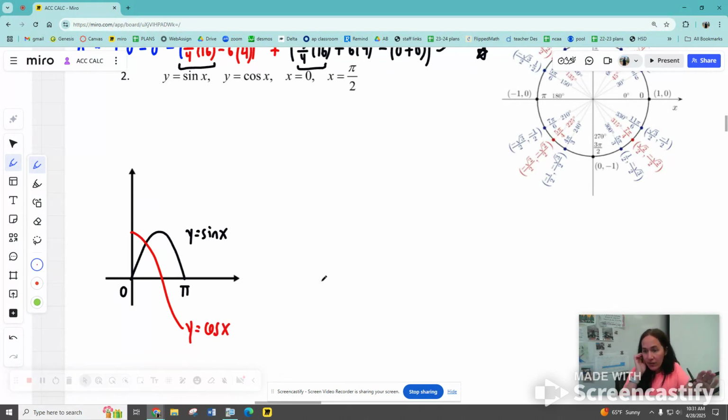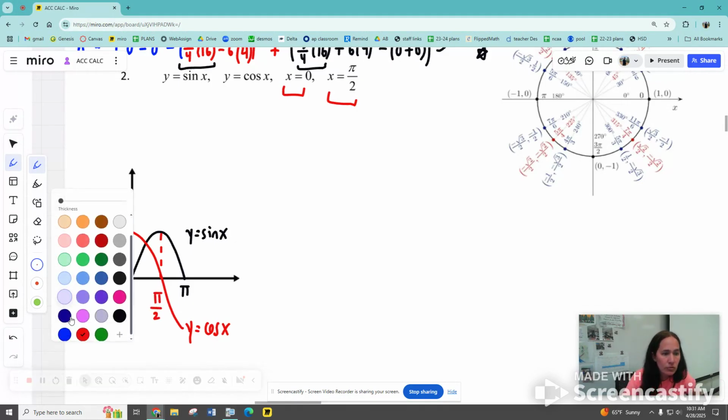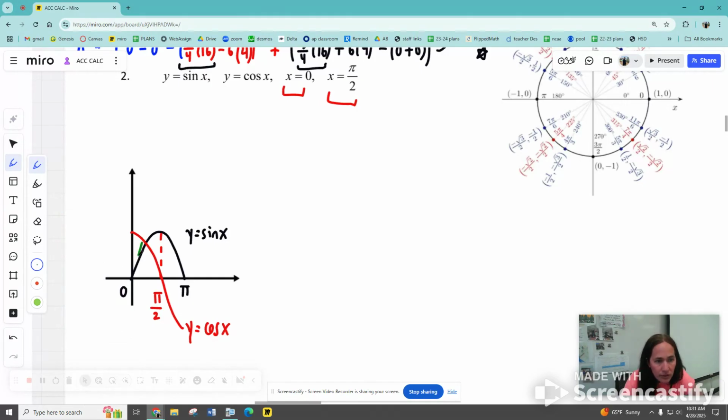And somebody gave us the limits of integration, so they just want the area bounded from x equals 0 to x equals pi over 2. X equals 0 is here, right? Pi over 2 should be right in the middle between 0 and pi. This should be pi over 2. So I see two bounded regions, one right here and another one right here. Go from 0 to pi over 2.